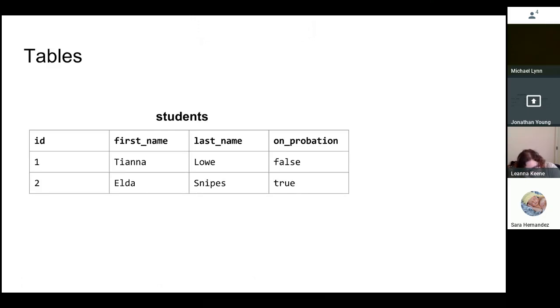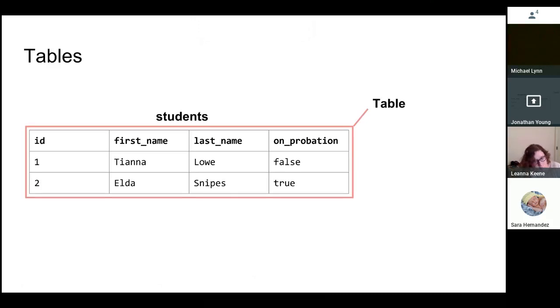When you visualize it out like this, you have tables, which is just the entire thing. Like the students right here is a table. Then we have columns, which go vertically. What we can see here is the ID column that goes straight down. The first record has an ID of 1, the second has an ID of 2, and so on and so forth. There's a column for first name, a column for last name, and on probation.